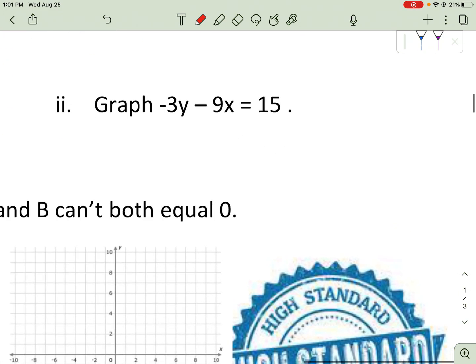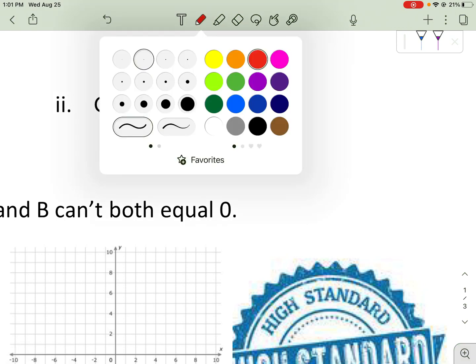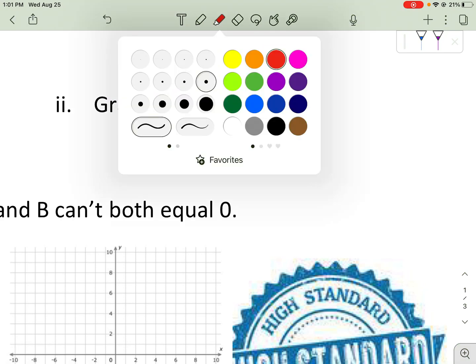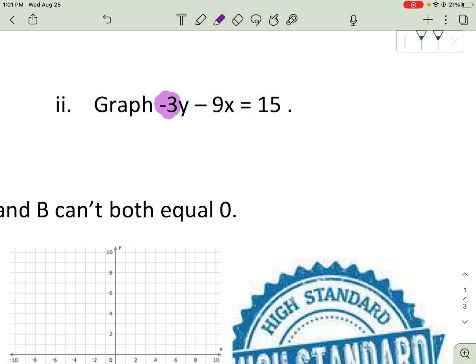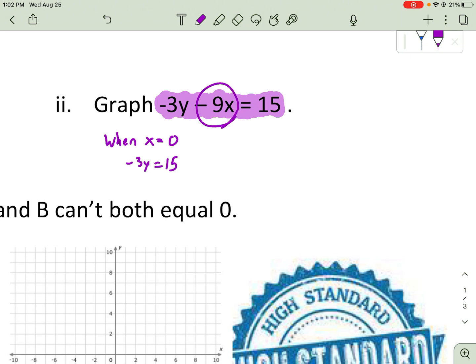All right, now let's graph this one. So again, to graph this one, let's use purple. I'm going to find 2 points. So you could solve this for y and do it exactly like we just did the last one. But I'm going to let x equal 0. So when x equals 0, we have negative 3y equal to 15, because this is just negative 9 times 0, which will be 0. So it kind of just goes away. And we get y equals negative 5. So we have the point 0, negative 5.